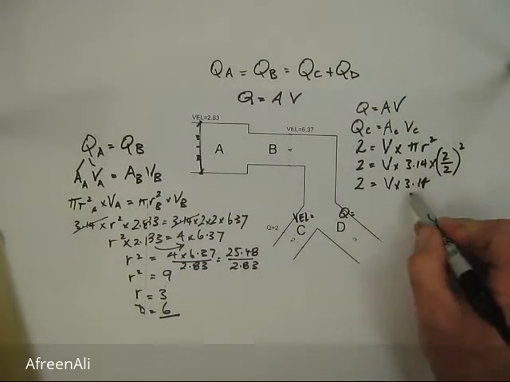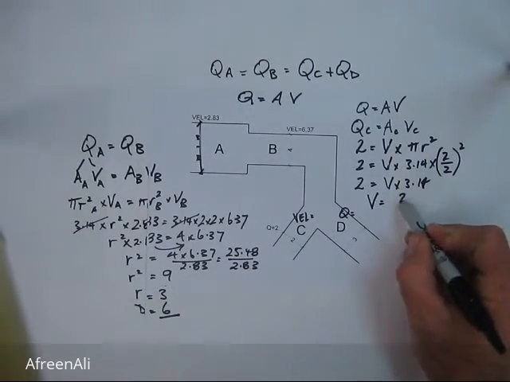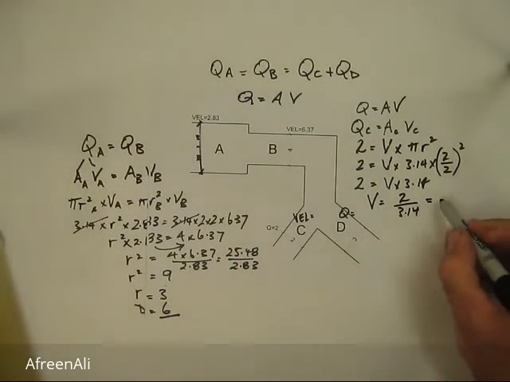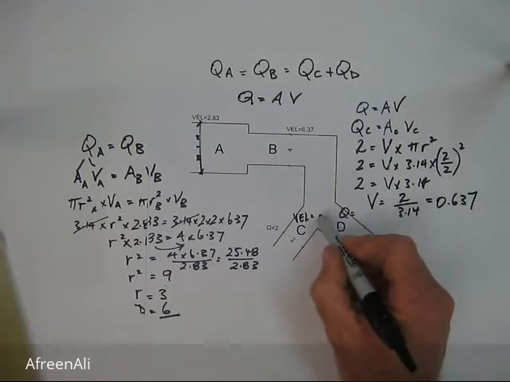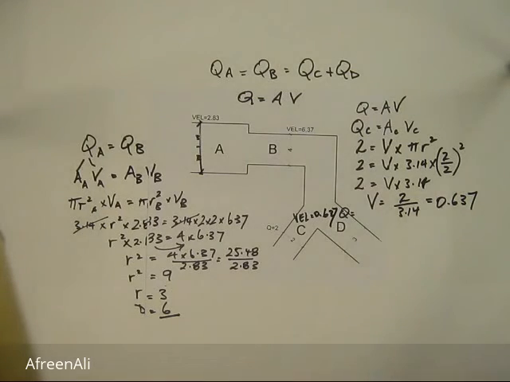So I'm going to transpose 3.14 to say V equals 2 divided by 3.14 equals 0.637. So the velocity at C is 0.637.